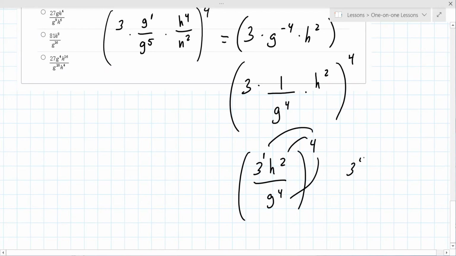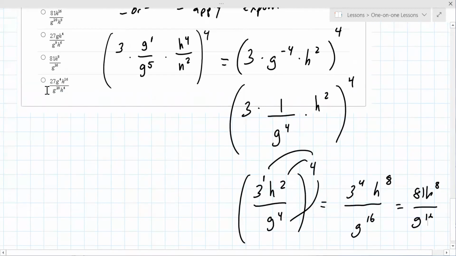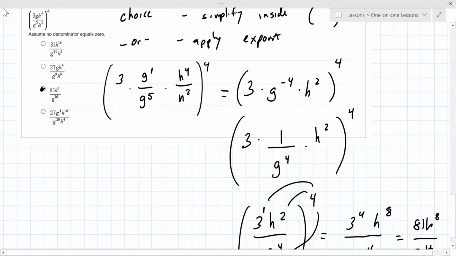So that's 3 to the 4th, h to the what power? To the 8th power. And then g to the 16th power. 3 to the 4th is? 81. So the answer is 81 h to the 8th, g to the 16th power. So it looks like it's the third one. The third one again. All right. Was there any of those you'd like me to go over again? Nope. Okay, so we're going to submit.